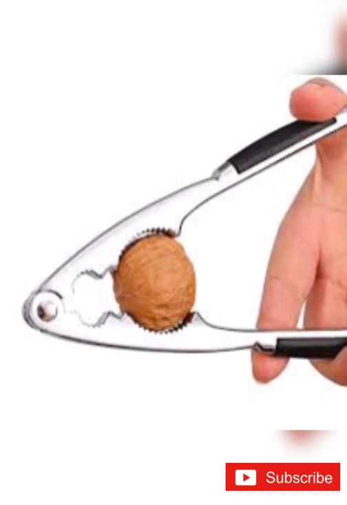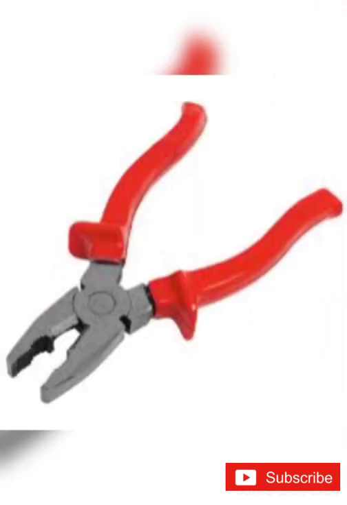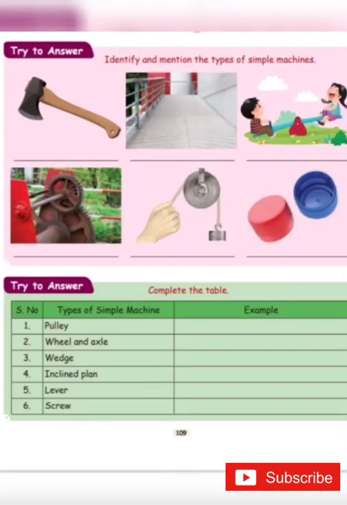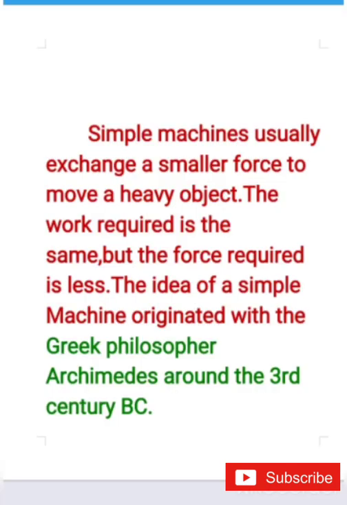See children, see the picture and identify and mention the type of simple machines. See children, simple machines usually exchange a smaller force to move a heavy object. The work done is the same, but the force needed is very less.